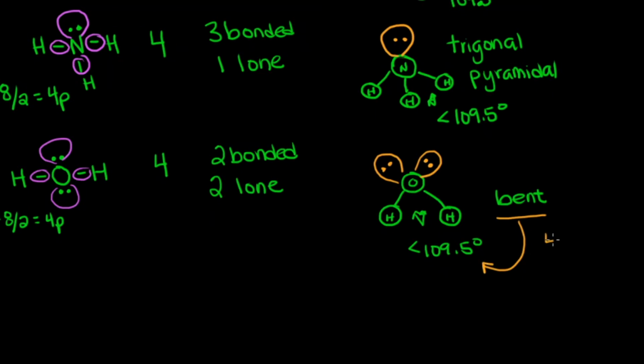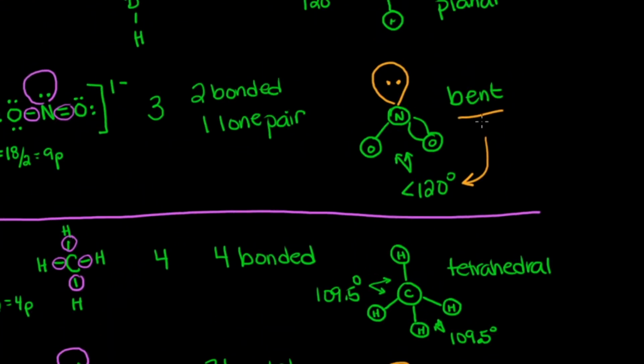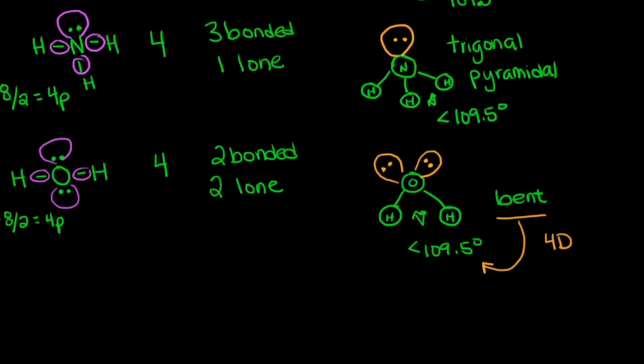This being a 4-domain bent molecule, and this being a 3-domain bent molecule. So they kind of look the same, but this one down here is going to have a smaller bond angle.